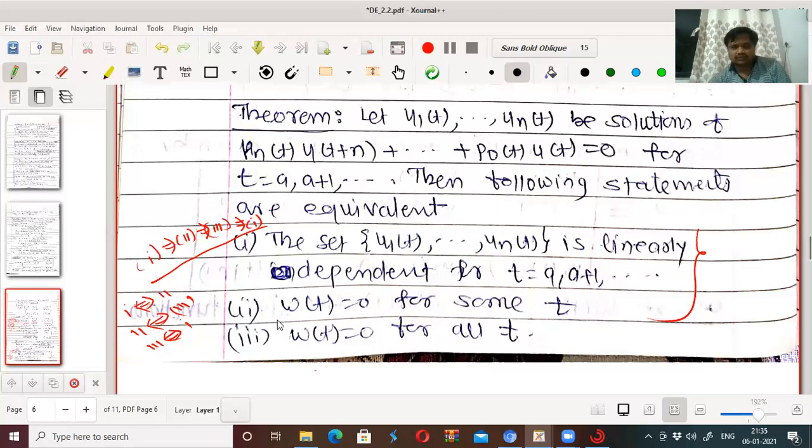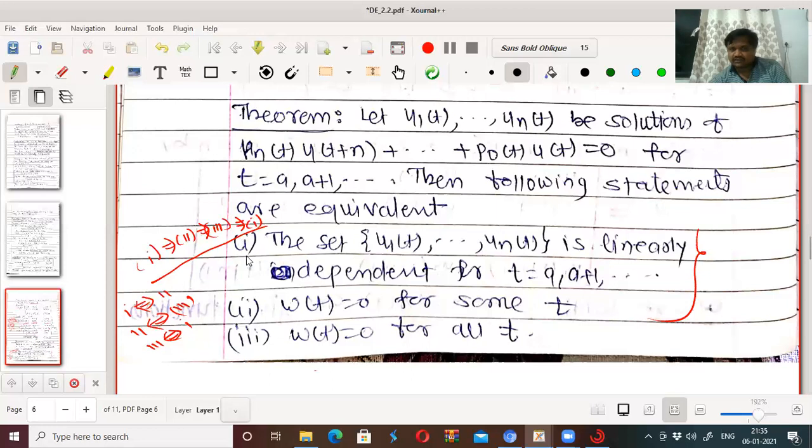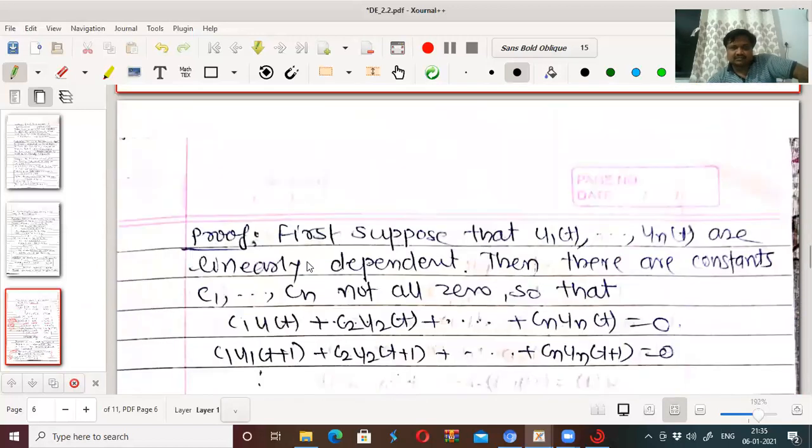So in short, we will show that, first, suppose that u1t up to unt are linearly dependent. That means you are considering this set as linearly dependent. We will show that directly, this one, wt equal to 0 for all values of t. And second, we will consider wt equal to 0 for all values of t implies the set is linearly dependent.